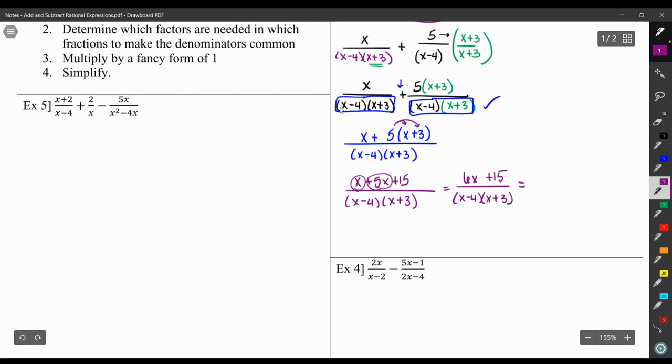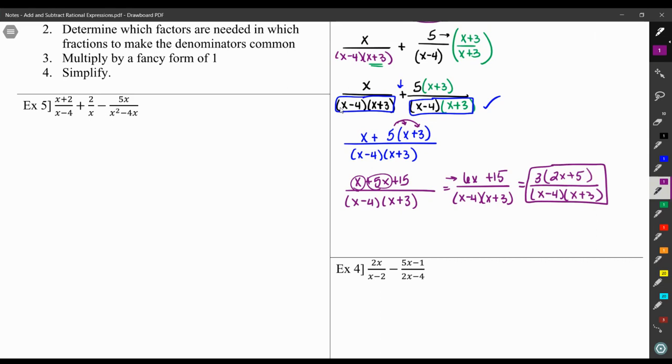Now, let's see if I can factor this out and maybe cancel out or simplify out one of the denominator factors. I can divide 6x and 15 both by 3. And we end up with 2x plus 5 over x minus 4 times x plus 3. So even with factoring the numerator, we still did not end up with something that could simplify one of the factors in the denominator. So this is as simple as this fraction, this rational expression, is going to become.